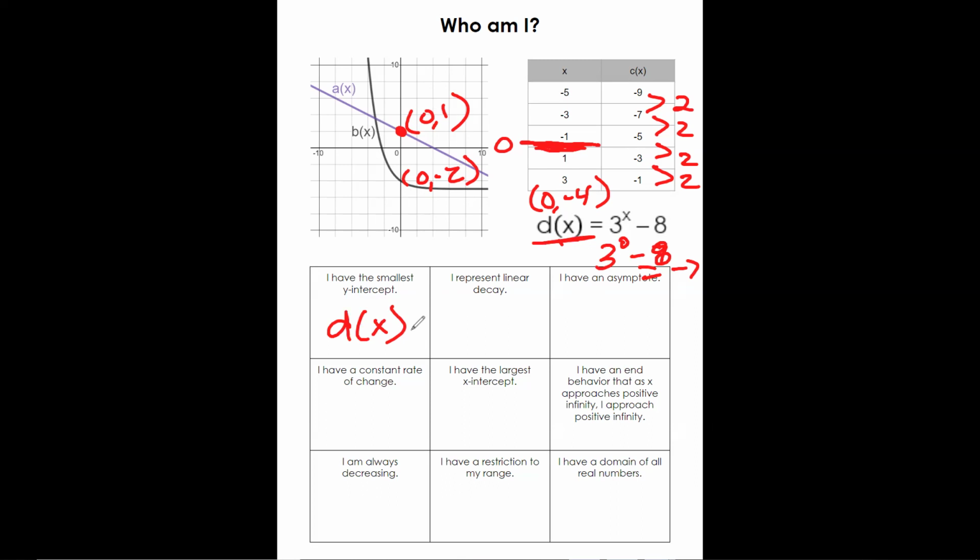All right. Which one represents linear decay? So which one is a linear function and is going down? Look at it again. A of x, right?